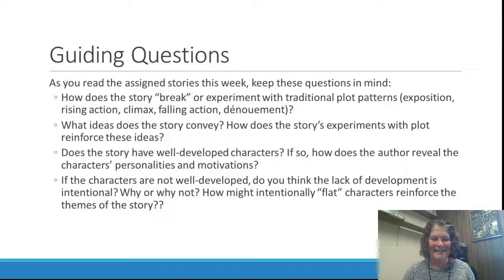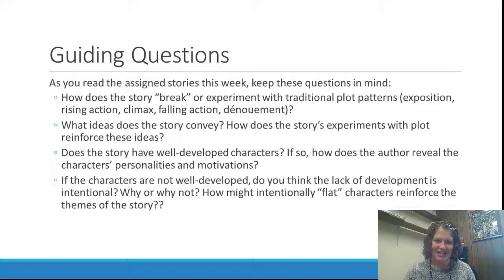And related to that, I want you to think about what idea the story conveys. What ideas or themes is the author developing through the story? And how does the story's experiment with plot reinforce these ideas? How is that experiment with the structure of plot tied to the ideas that the story is conveying? And in addition to those questions about plot, I also want you to think about characters.